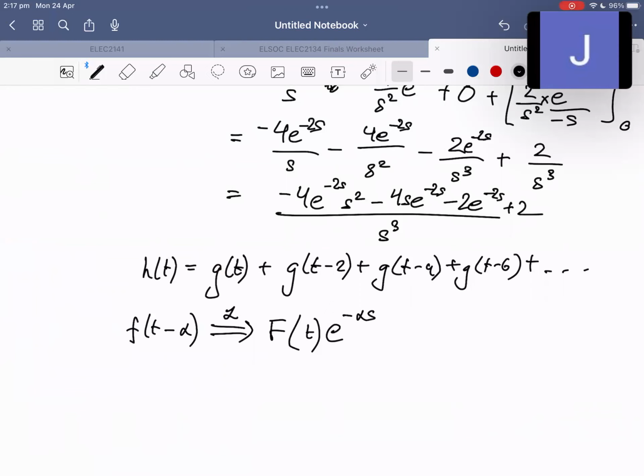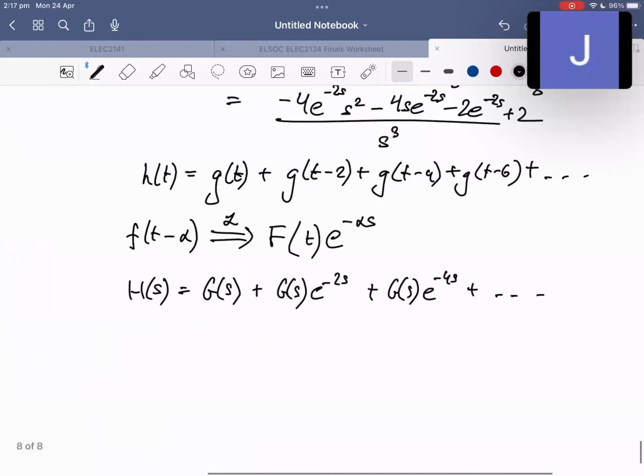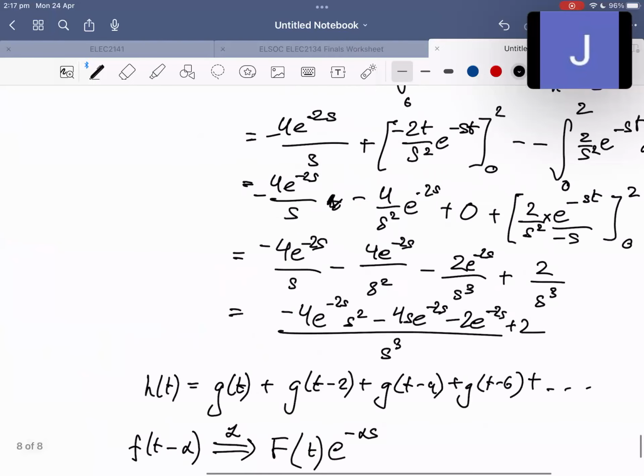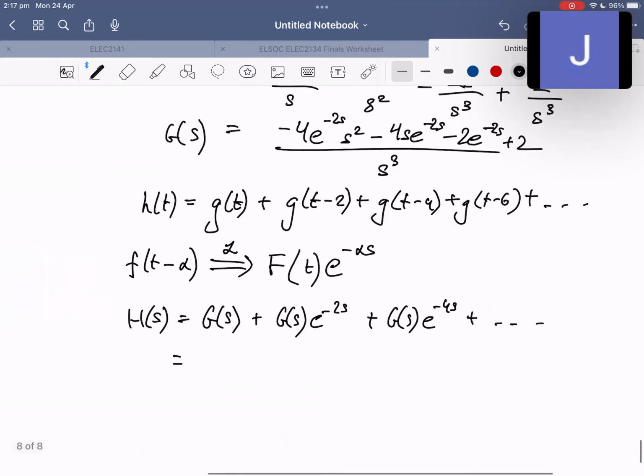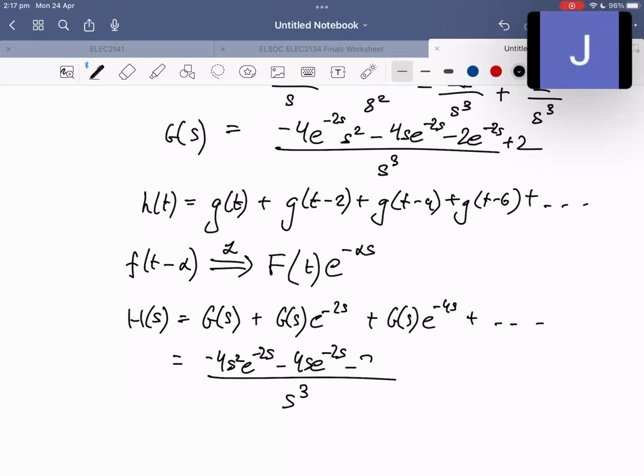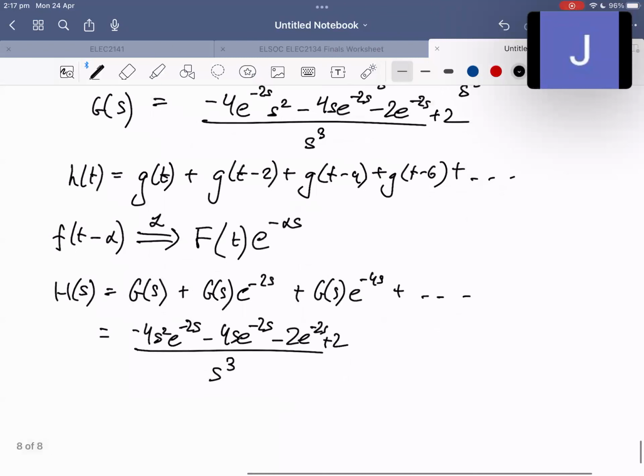So that being said, we can write capital H of s as capital G of s, plus capital G of s e to the minus 2s since alpha is 2, and same thing here, e to the minus 4s, and it keeps on going. So we've got an infinite sum again, of course. And we calculated G of s, right? G of s is this: minus 4s squared e to the minus 2s, minus 4s e to the minus 2s, minus 2 e to the minus 2s plus 2. So that's G of s.